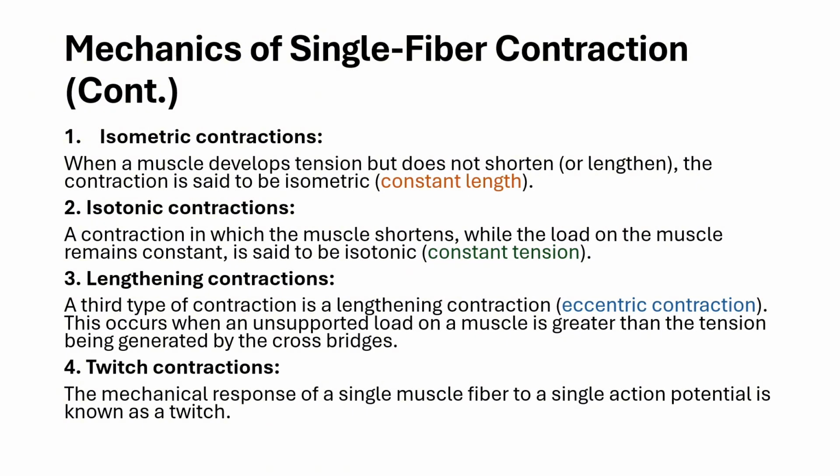The last one, the fourth one, is twitch contractions. Twitch is the simplest type of contraction. It represents the mechanical response of a single muscle fiber to a single action potential. While twitches are fundamental to understanding muscle behavior in a laboratory setting, real-life muscle activity actually involves more complex coordinated contractions.